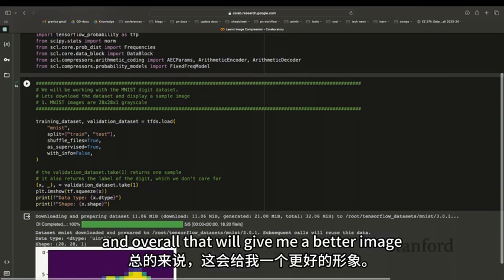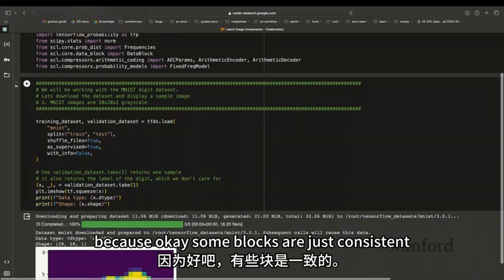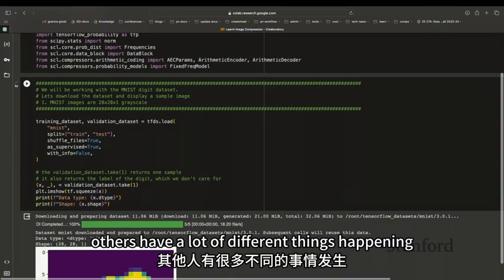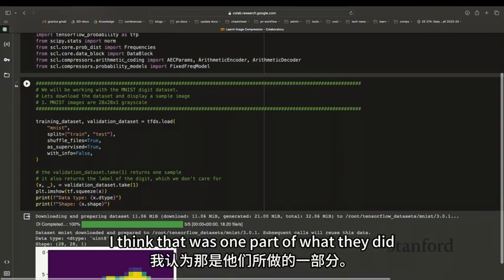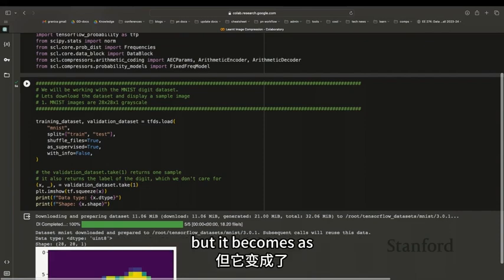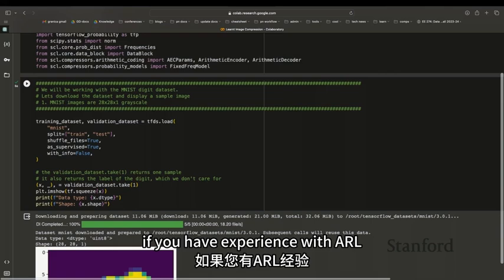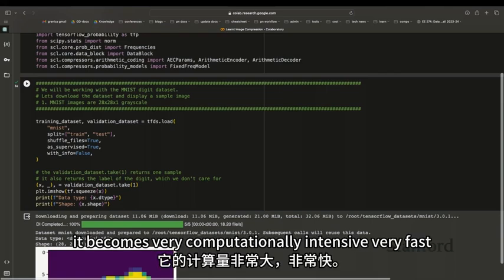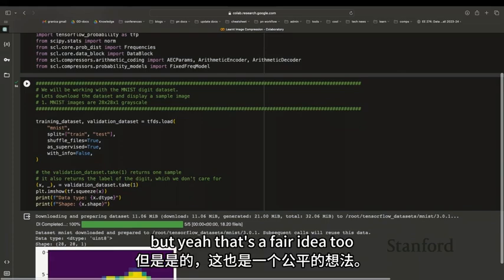And overall, that will give me a better image because some blocks are just consistent, others have a lot of different things happening, so I can do that smartly. I think that was one part of what they did. And you can play a lot of such tricks, but if you have experience with RL, it becomes very computationally intensive very fast. But yeah, that's a fair idea too.